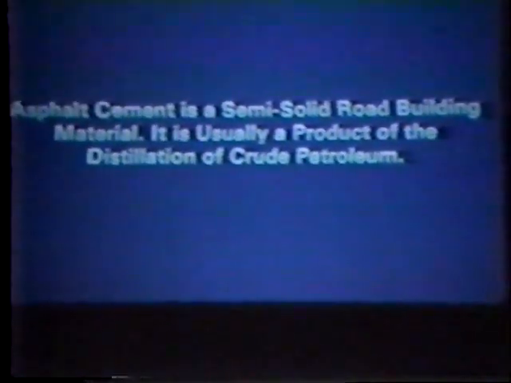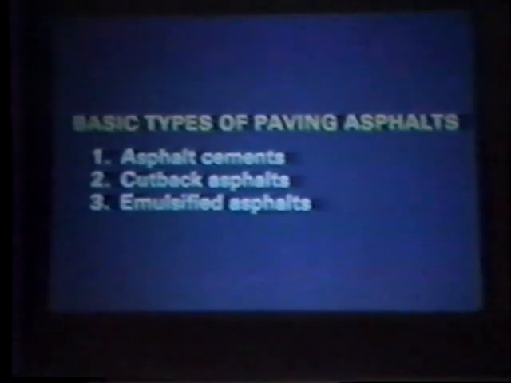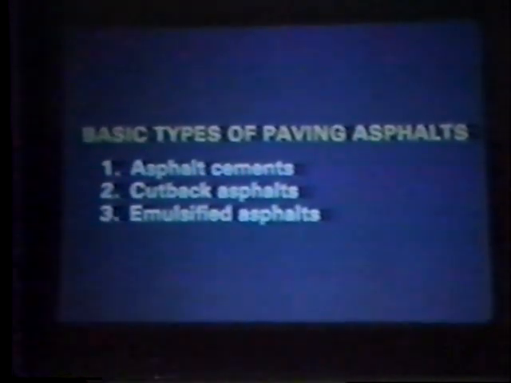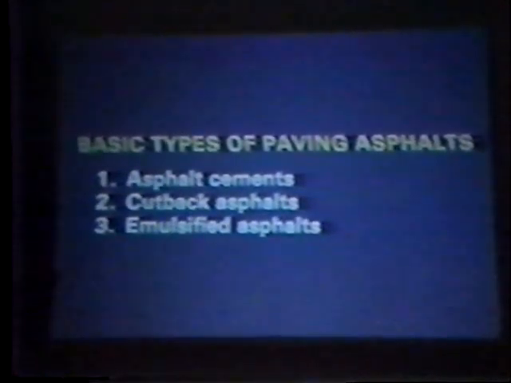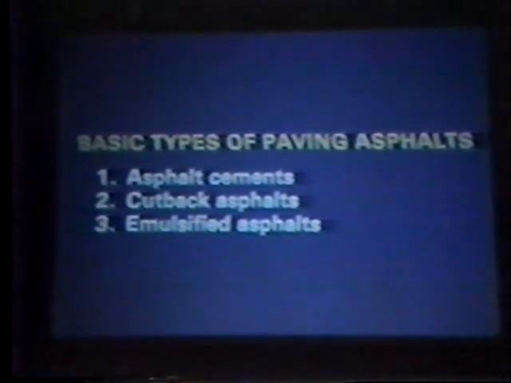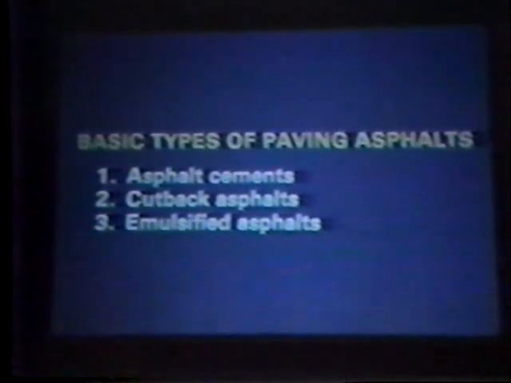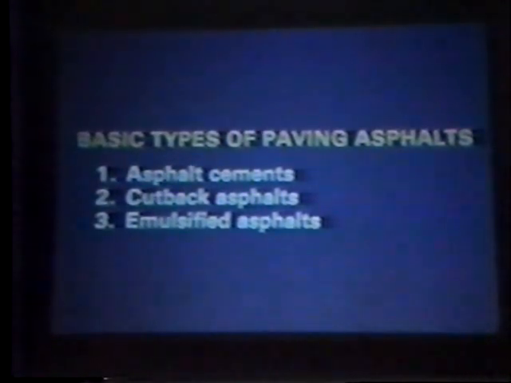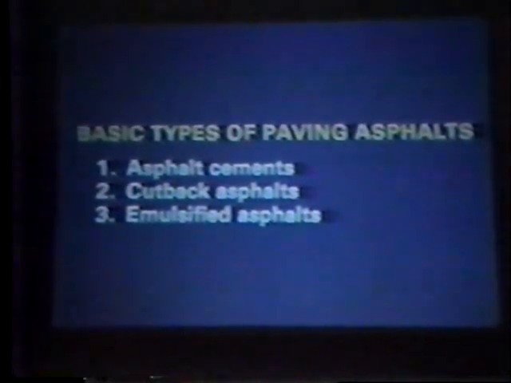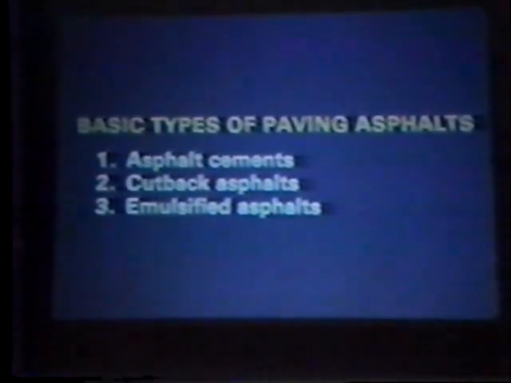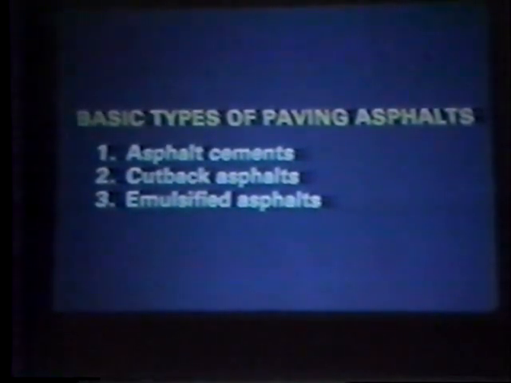As I mentioned, asphalt cement's a semi-solid, and it's usually a product of the distillation of crude petroleum. There are 3 basic types: the pure asphalt cement, a type known as cutback asphalts, used heavily here in Vermont for years, and emulsified asphalts, kind of coming on a little bit newer and fresher, and we'll talk about the reasons why you hadn't used as much emulsified asphalt before as you did cutbacks, and why we're encouraging you to use emulsified asphalts more and more and eventually eliminate cutback asphalts.